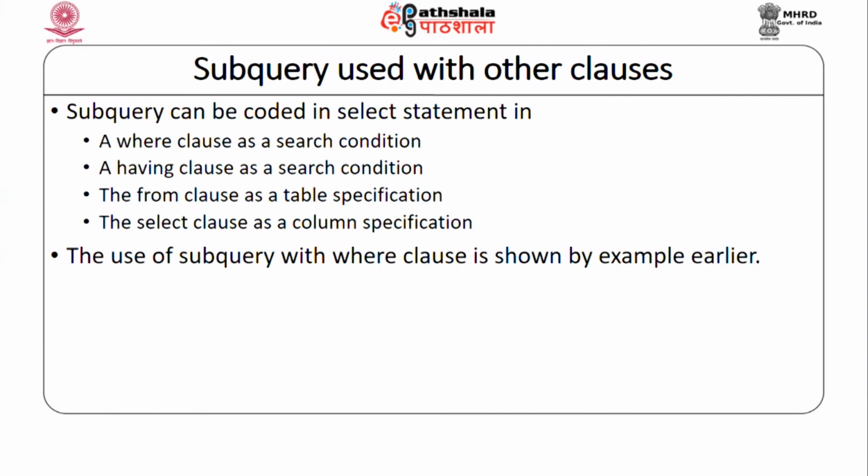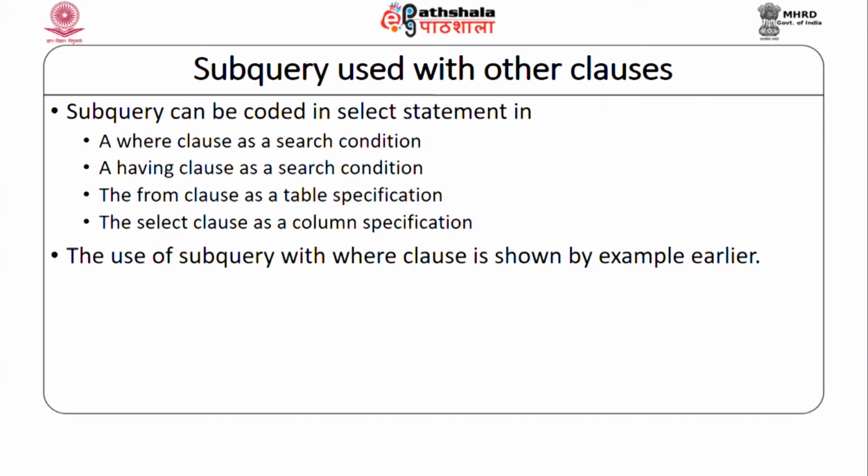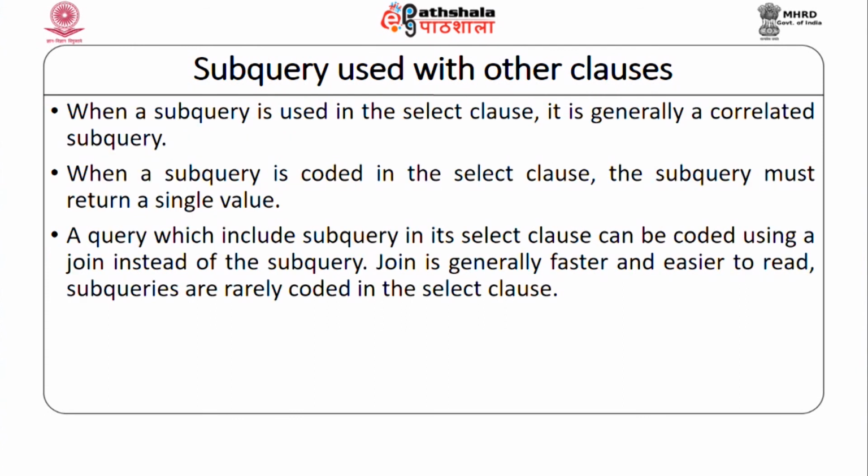Subquery can be used with other clauses also. Besides the where clause, you can use it with select, as well as in the having clause and the from clause. When a subquery is used in the select clause, it is generally a correlated subquery, and a subquery coded in the select clause must return a single value. A query which includes a subquery in its select clause can be coded using a join instead. A join is generally faster and easier to read compared to such a subquery.